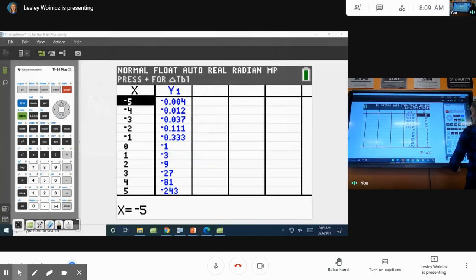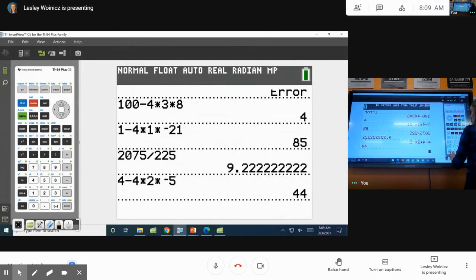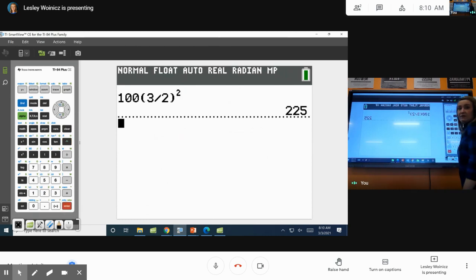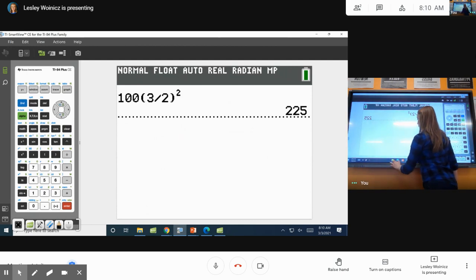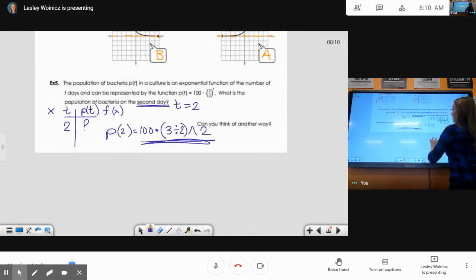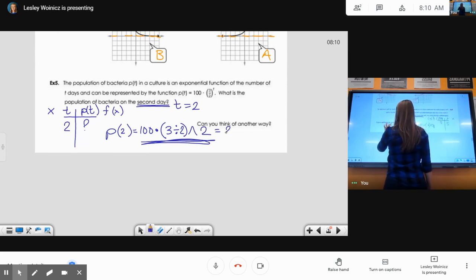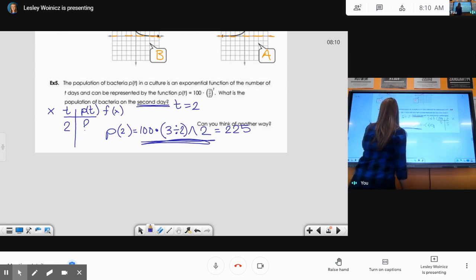Okay, so calculator time. 100 times (3 divided by 2), close parentheses, power caret 2. I'm getting 225. So I'm getting that P of 2 is 225. What? Bacteria?